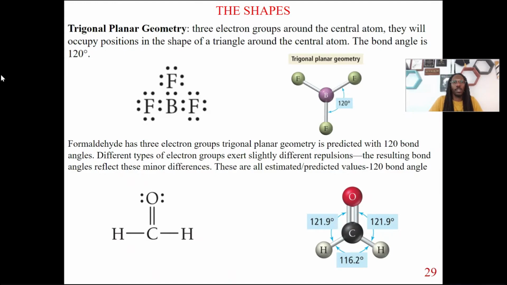Trigonal planar geometry. This is when we've got three electron groups, or three arms. Now, do I have three arms right now? No, I don't.